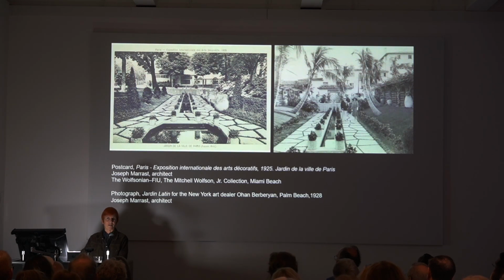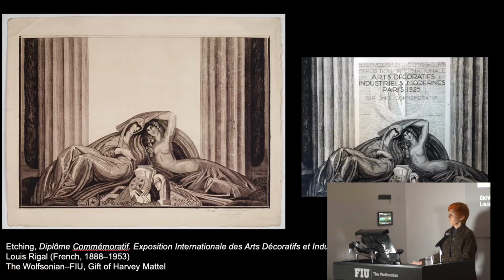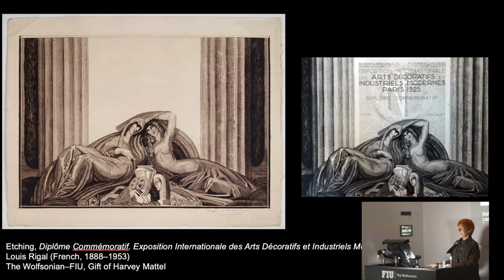But this was a discovery that we made during the exhibition at the Cité de l'Architecture, because they have the drawings by Joseph Marrast for the garden. And again, at the Wilsonian, we like to look at the process, for example for a graphic work. In this case it's a diploma, an etching, the process for the diploma that was given during the expo in Paris.